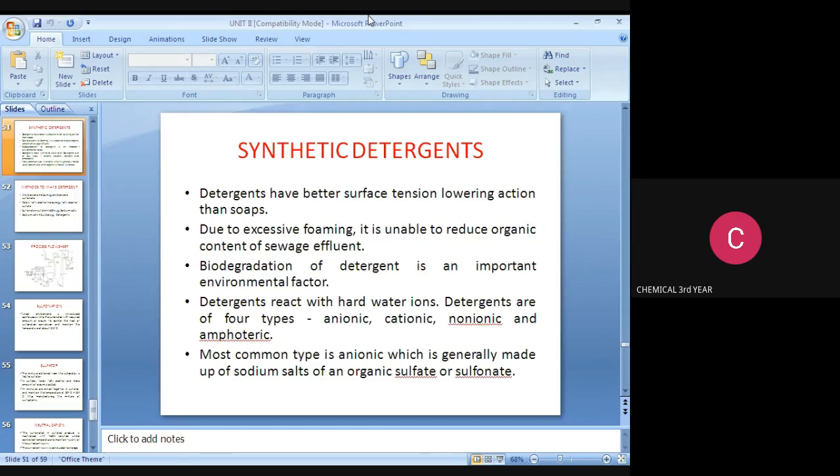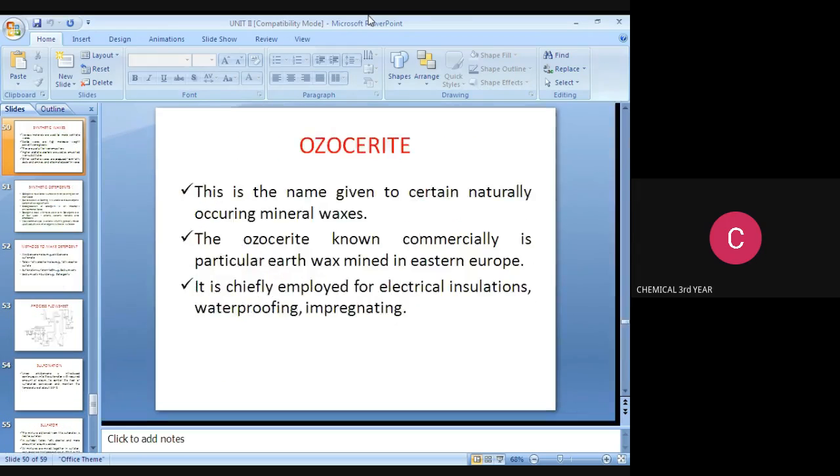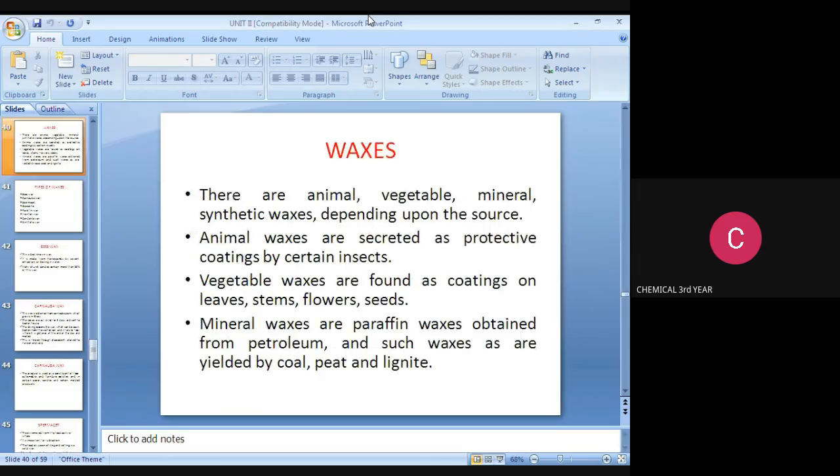Next, these are the different types of waxes. Waxes are of three types: animal and vegetable, mineral, and synthetic wax. Depending upon the source, we name them animal waxes, vegetable waxes, mineral wax, and synthetic waxes. Animal wax is a protective coating produced by certain insects, which we extract.